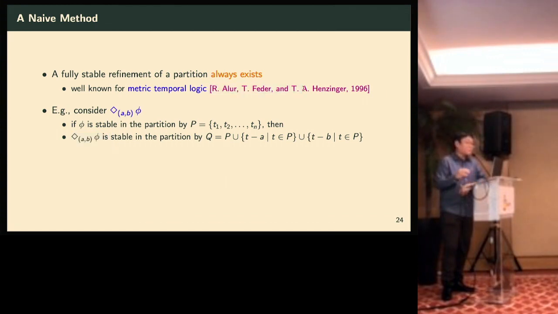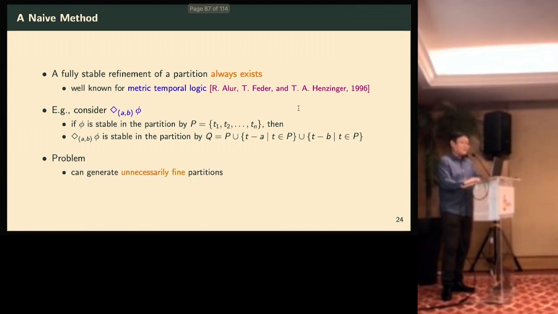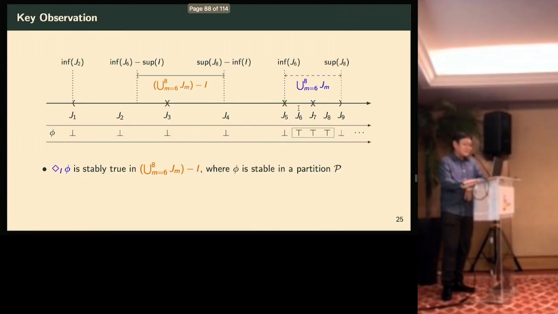This work is already well known, and in the popular work, we use this result to give a complete model checking algorithm. But of course there is a problem, because it does not consider any actual truth value. Given a time point and interval, we have to have a fixed number of time points, and therefore it can generate an unnecessarily fine partition with unnecessarily many time points. How can we reduce that? Here is an observation.